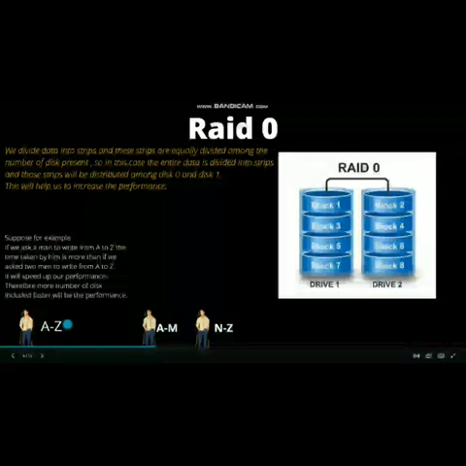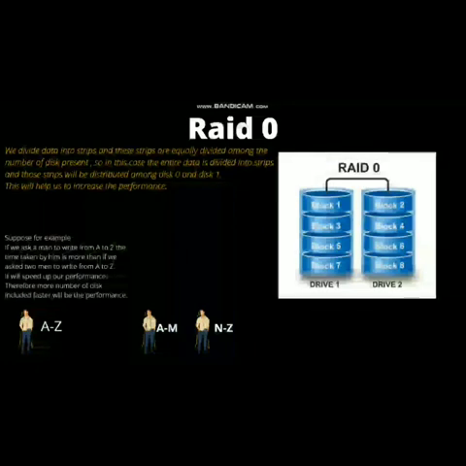If you ask one man to write from A to Z, he will take more time than if you ask two men to write from A to Z. That is, ask one man to write from A to M and the second man to write from N to Z. The time taken by them will be less as compared to a single man. Similarly, if we use two disks instead of one, it will help us to increase the performance of a system.